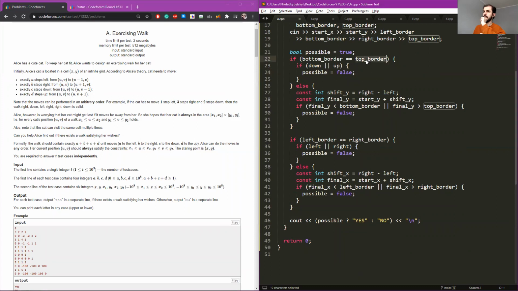Otherwise, there's space for some manipulations, like you go here, here, here, here, repeatedly. Oh, my brain is not working in the morning, apparently. So we have shift Y. Damn, man.